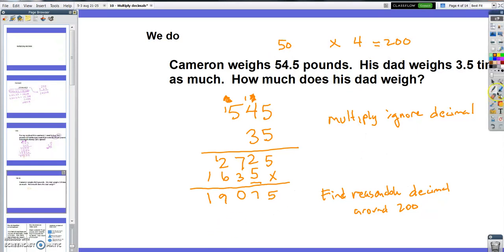So to me, the only place that decimal could go that would make any sense is right there. 190 and 75 hundredths of a pound. A little more than 190 pounds. That makes a lot of sense if I'm looking for that. He doesn't weigh 1,900 pounds. That's almost a ton. He doesn't weigh 19 pounds. That's less than Cameron. That makes absolutely no sense. So the only reasonable place to put my decimal is right there, and that's how I find it. All right. So make sure you understand that process by these two examples, and we will finish.